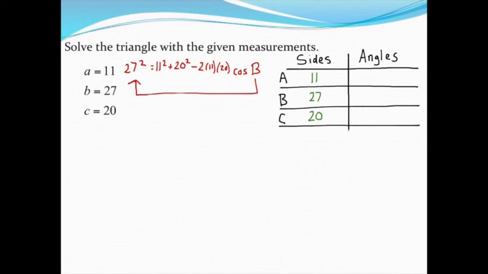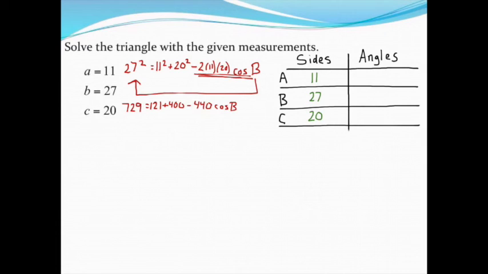Now, solving this can be a little bit tricky depending on how you try to do it, so I'm going to go step by step and show you what I do. First thing is I square all these pieces. So 729 equals 121 plus 400. And now the key is to remember this is one single term over here. I can't separate these pieces. So I'm going to do all that subtraction. That's negative 440, but then cosine B is still attached to that.